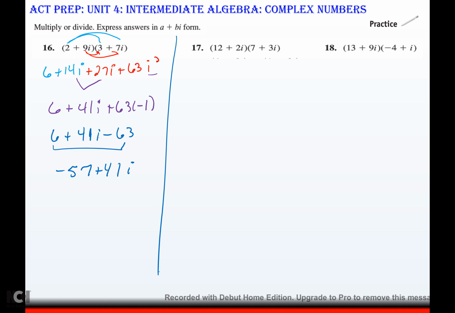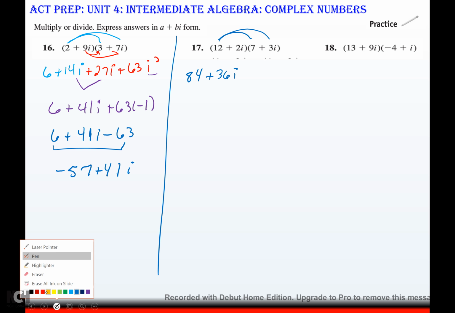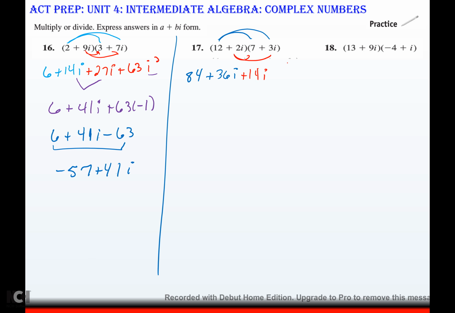Okay. For 17, we're distributing. 12 times 7 is 84. 12 times a positive 3i is positive 36i. Positive 2i times 7 is positive 14i. Positive 2i times positive 3i is positive 6i squared. Combine i's, replace i squared, I get 84 plus 50i plus 6 times negative 1.